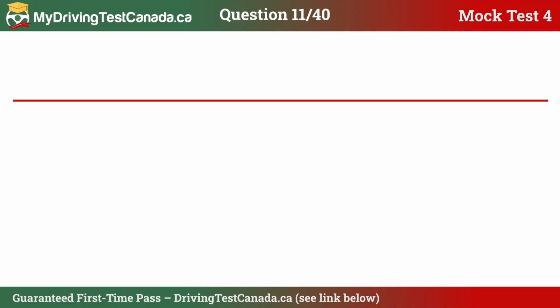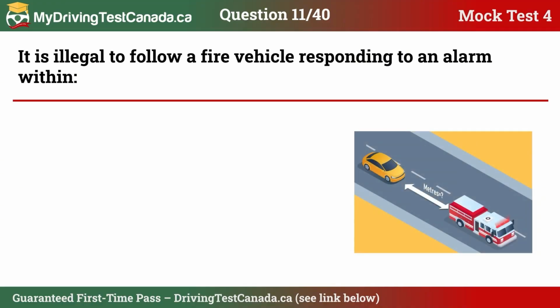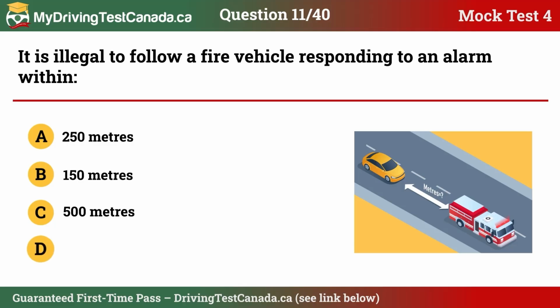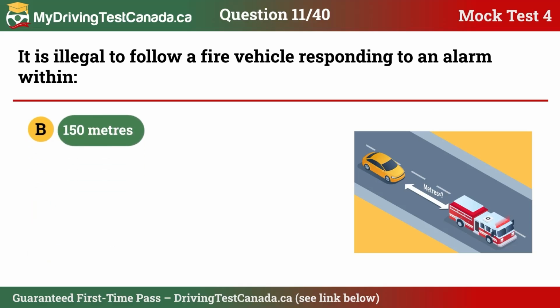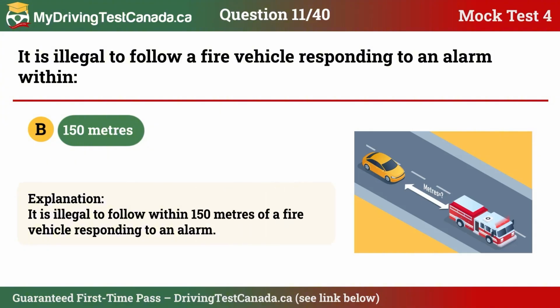Question 11. It is illegal to follow a fire vehicle responding to an alarm within A. 250 meters. B. 150 meters. C. 500 meters. D. 50 meters. The correct answer is B. 150 meters. Explanation. It is illegal to follow within 150 meters of a fire vehicle responding to an alarm.